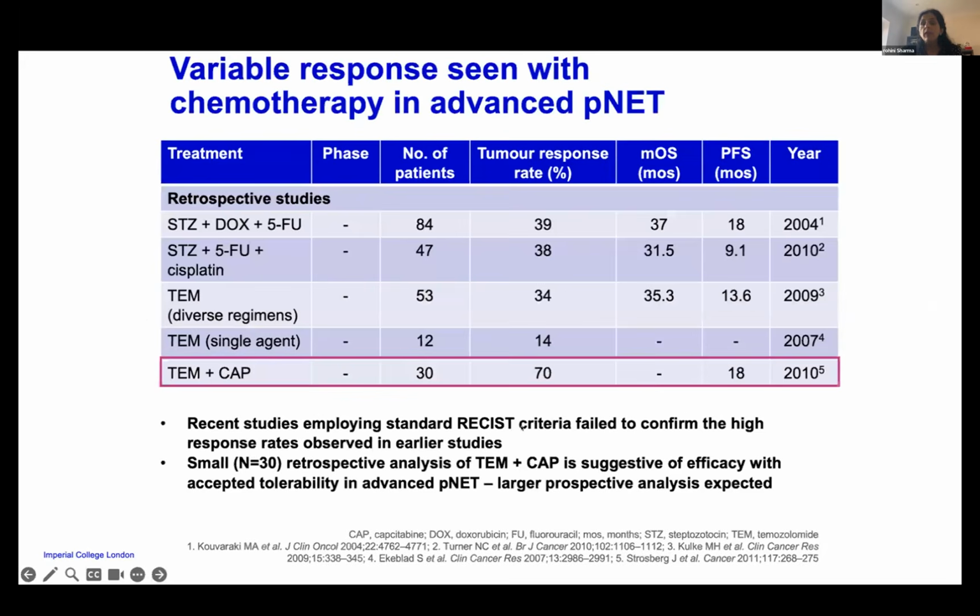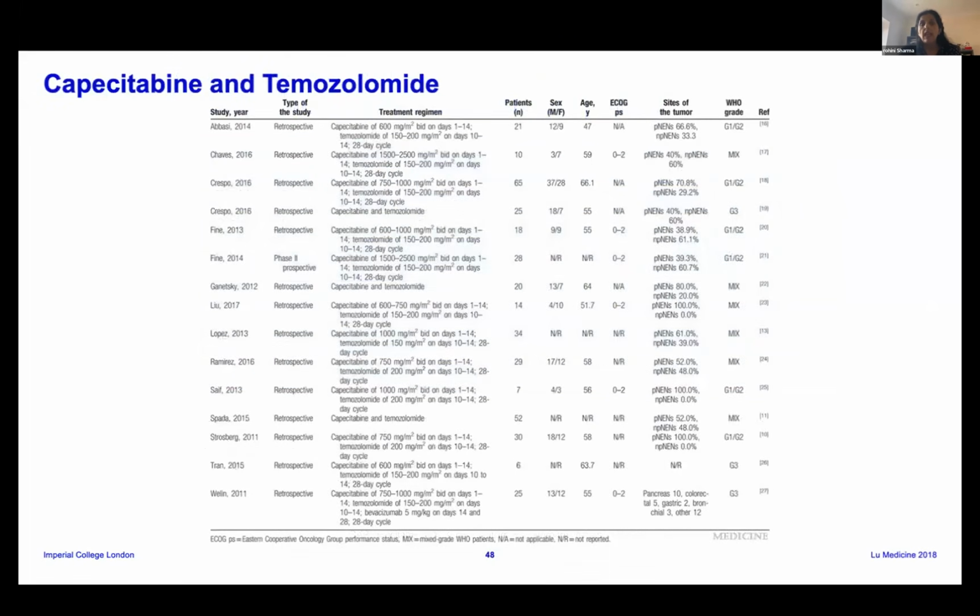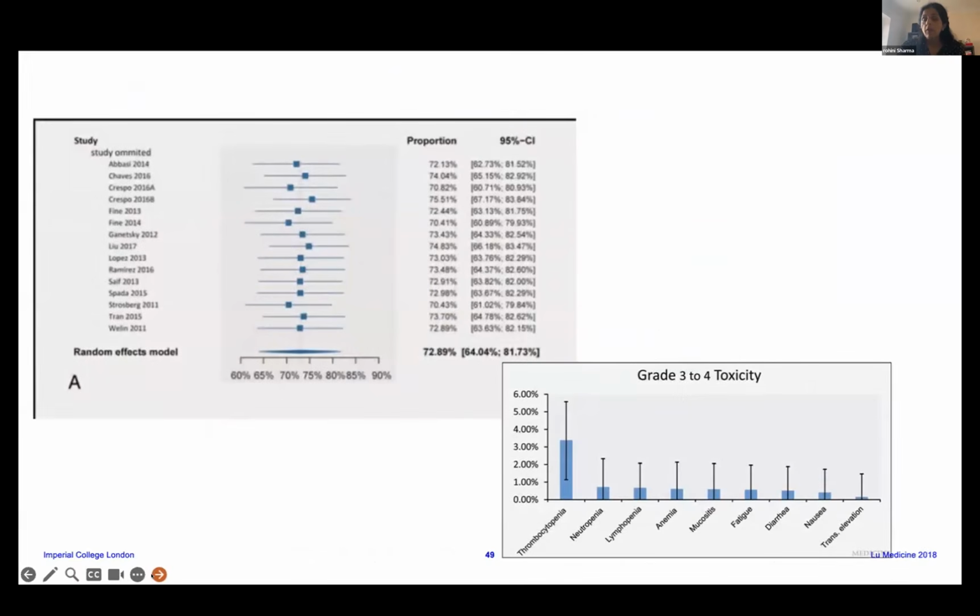One of the other regimens that you'll see a lot used is temozolomide plus capecitabine. And it's used across the entire ESMO treatment guidelines. There's been only very few prospective studies actually looking at this combination. And you can see from this meta-analysis that was done in 2018, the majority of studies are actually retrospective, and in very small numbers of patients. I think the largest study is only 65 patients. But what was interesting from the meta-analysis is that the disease control rate is in the order of 70%.